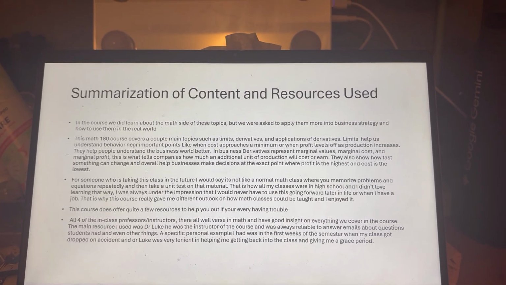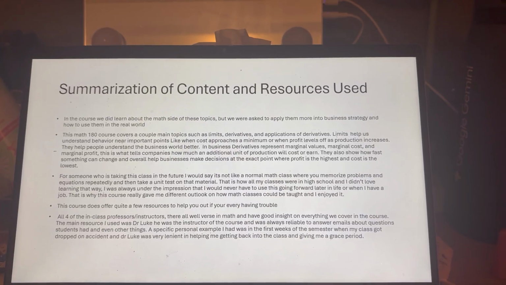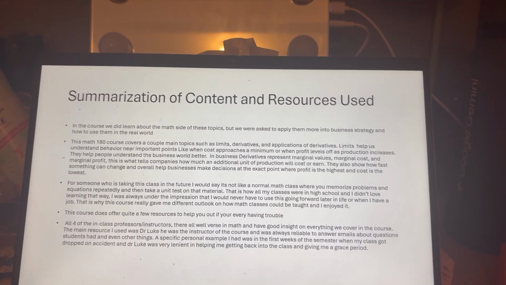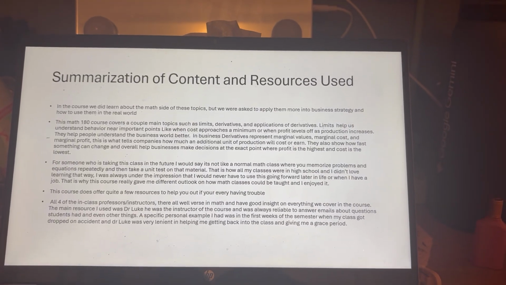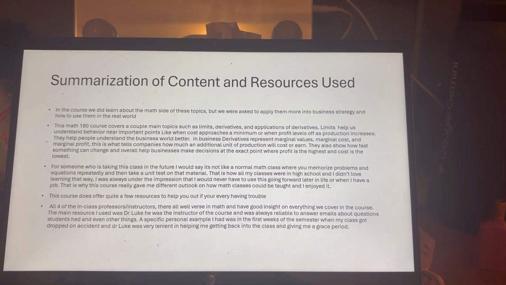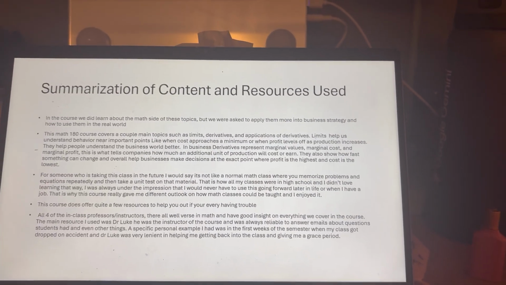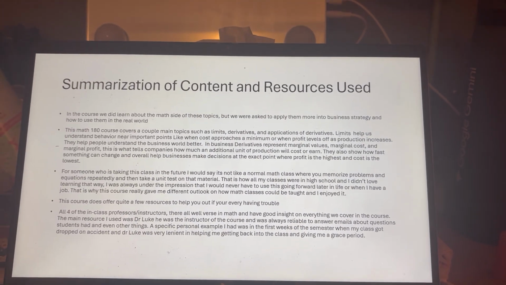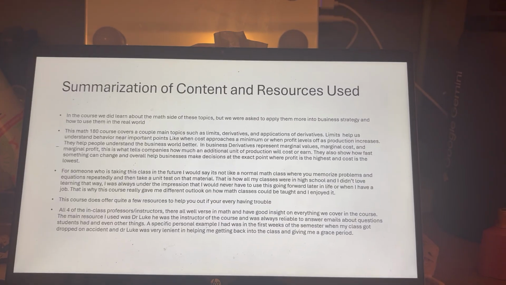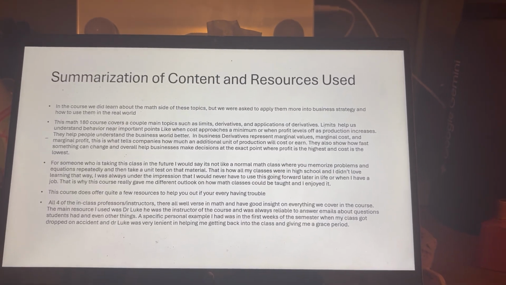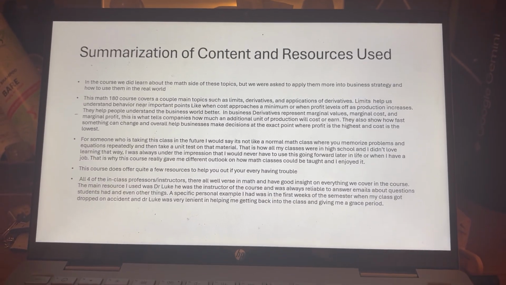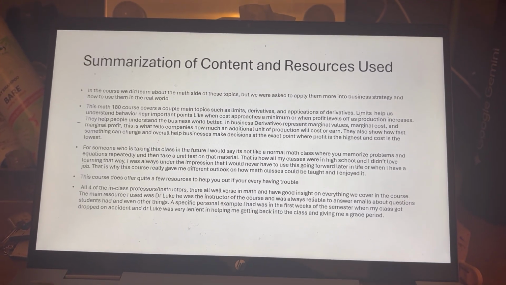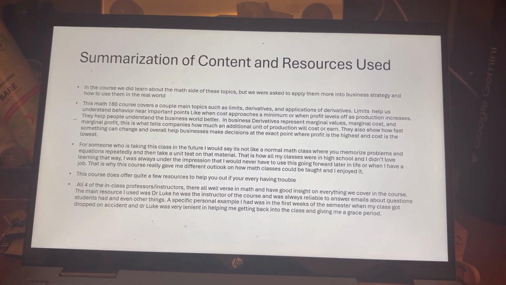And then in business, derivatives represent marginal values: marginal cost and marginal profit. This is what tells companies how much an additional unit of production will cost or earn. They also show how fast something can change and overall help businesses make decisions at the exact point where profit is the highest and cost is the lowest. Basically, how much money can you make while spending the least amount of money.